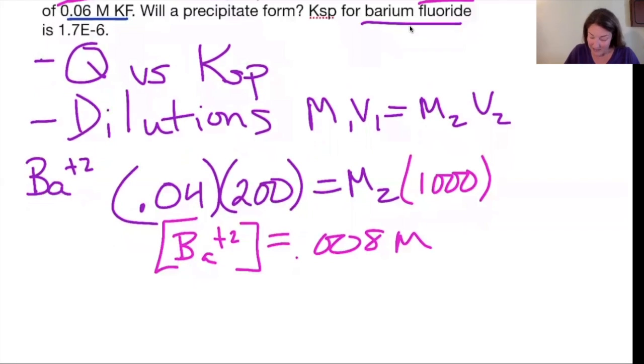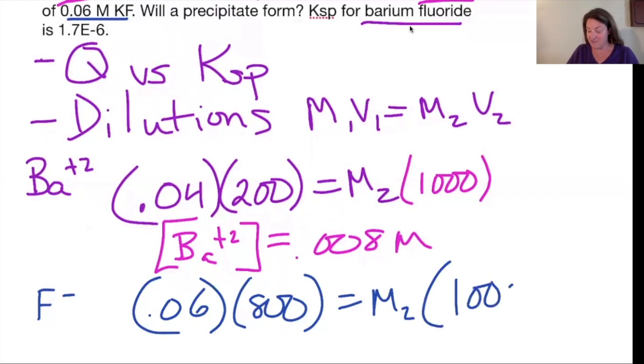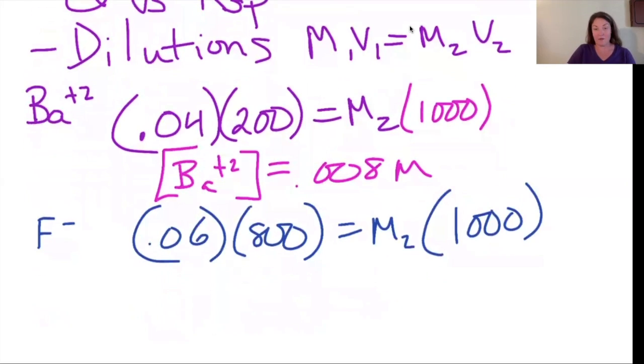So the fluoride before mixture was 0.06 molar, and we had 800 milliliters of it. Once the two have combined, our volume is 1,000 again. 0.06 times 800 divided by 1,000 gives me a concentration of 0.048 molar for the fluoride.